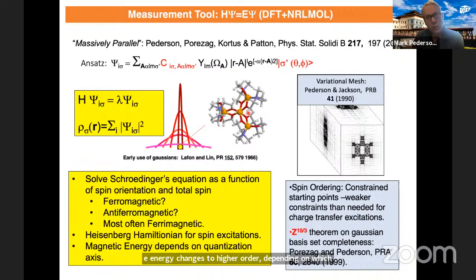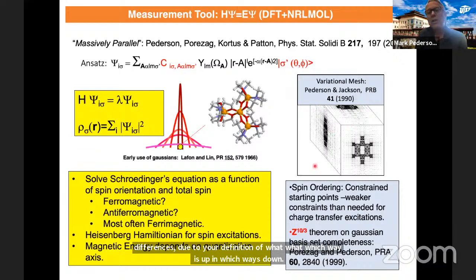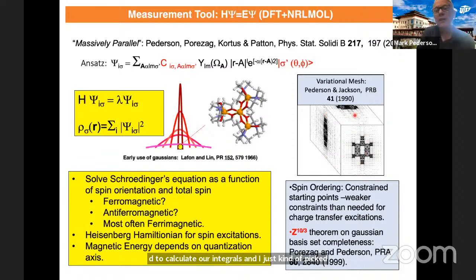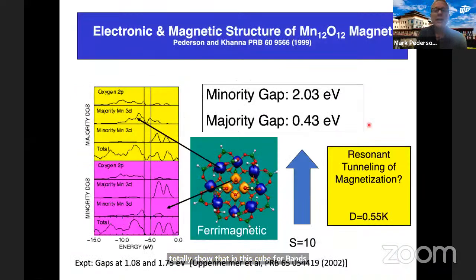And we heard some discussion about the force theorem, and that's one of the ways that one can calculate these energy differences due to your definition of which way's up and which way's down. Okay, we use a numerical method to calculate our integrals, and I just kind of pictorially show that in this cube for benzene.